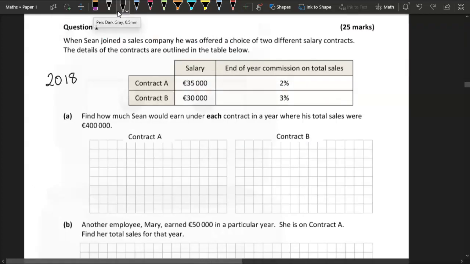2018. This particular question, I'm not sure whether it's question 1 or question 3. Pause the video and go to your exam papers and have a quick look. Sean is joining a sales company. He was offered 2 different salary contracts. Let's have a look at them.